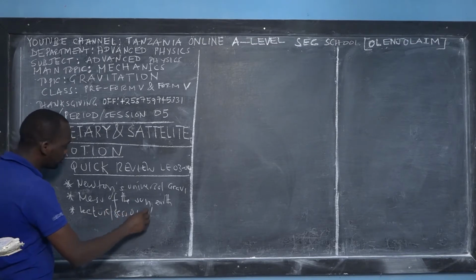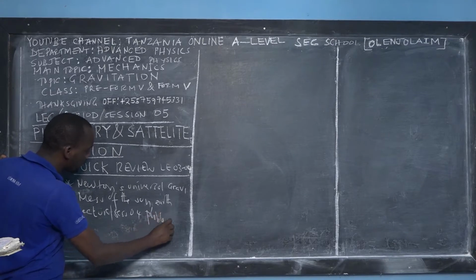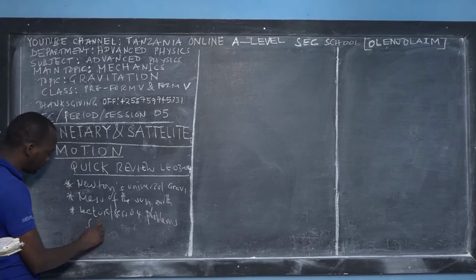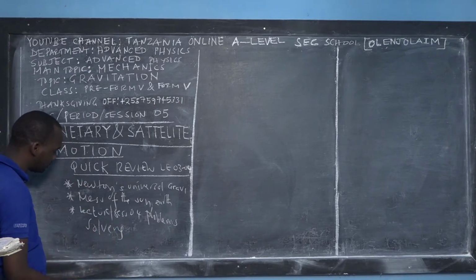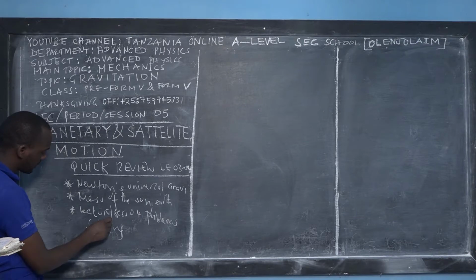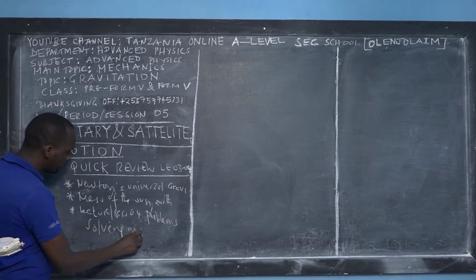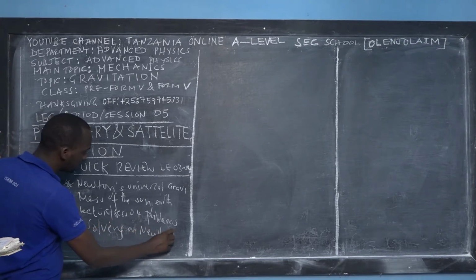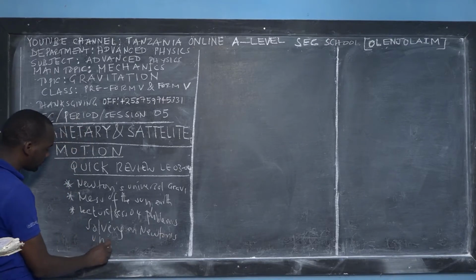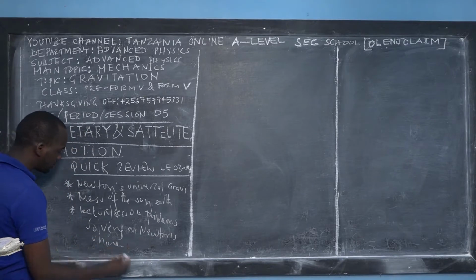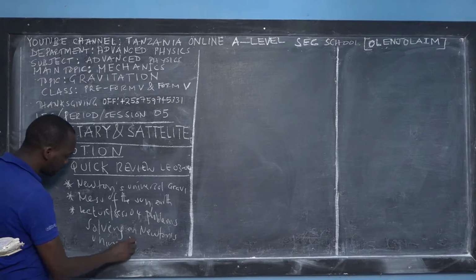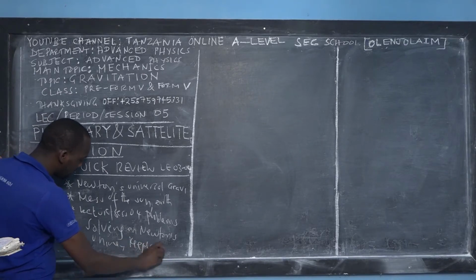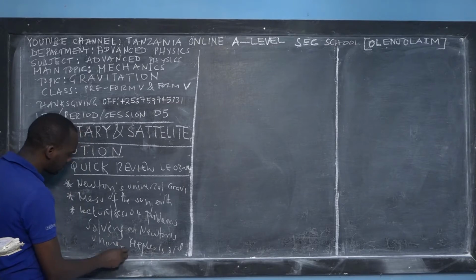Then in session 4, I taught you problem solving, and I left the homework for you. I believe that you did it well, because it was just like a review of what I've taught you. Problem solving on Newton's universal gravitational law. Sometimes we also solved some problems on Kepler's laws, and so on.